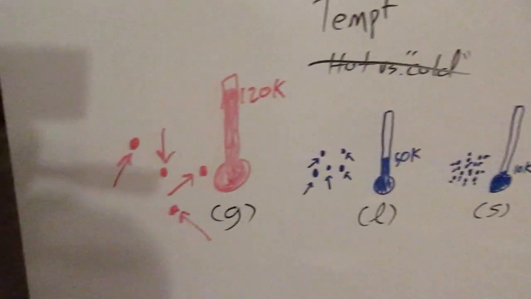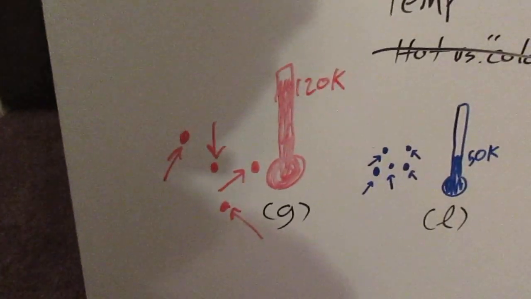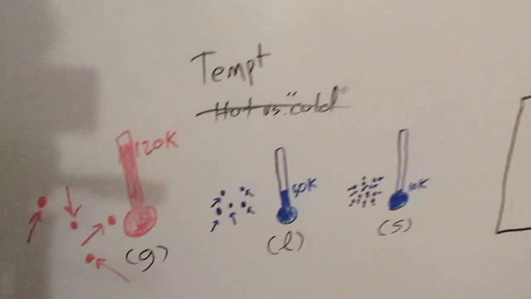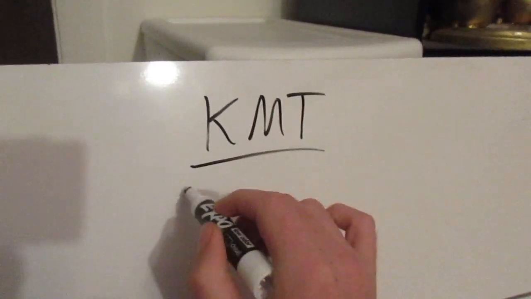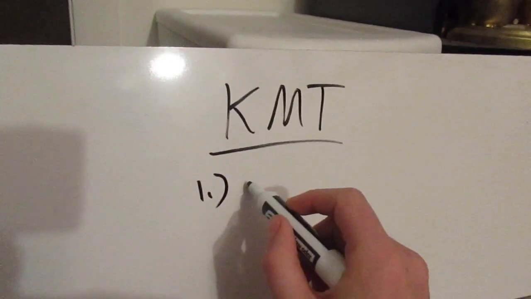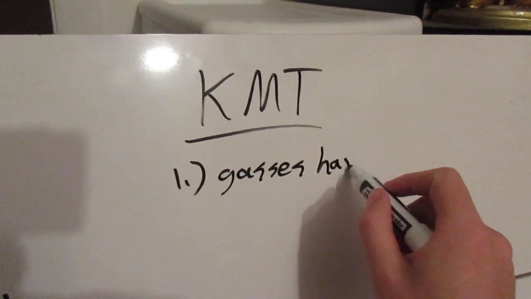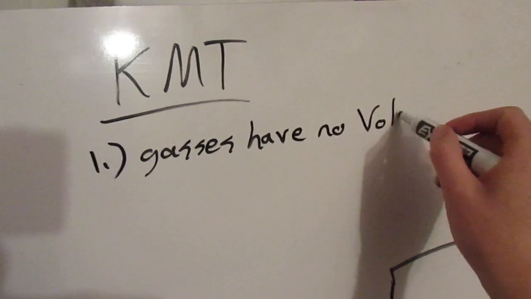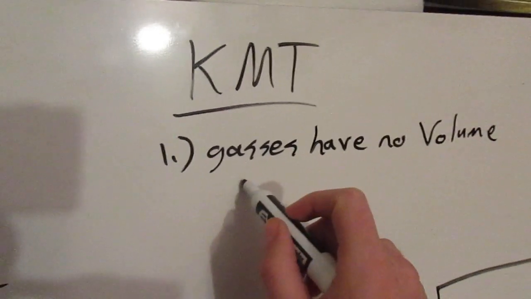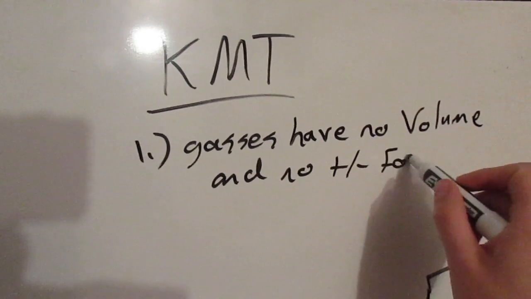So let's start mentioning KMT, because that's a great connection to that. KMT, or kinetic molecular theory, explains a little bit about why gases do what they do. And it comes in 4 parts. Number 1, we assume that gases have no volume and no attractive forces.